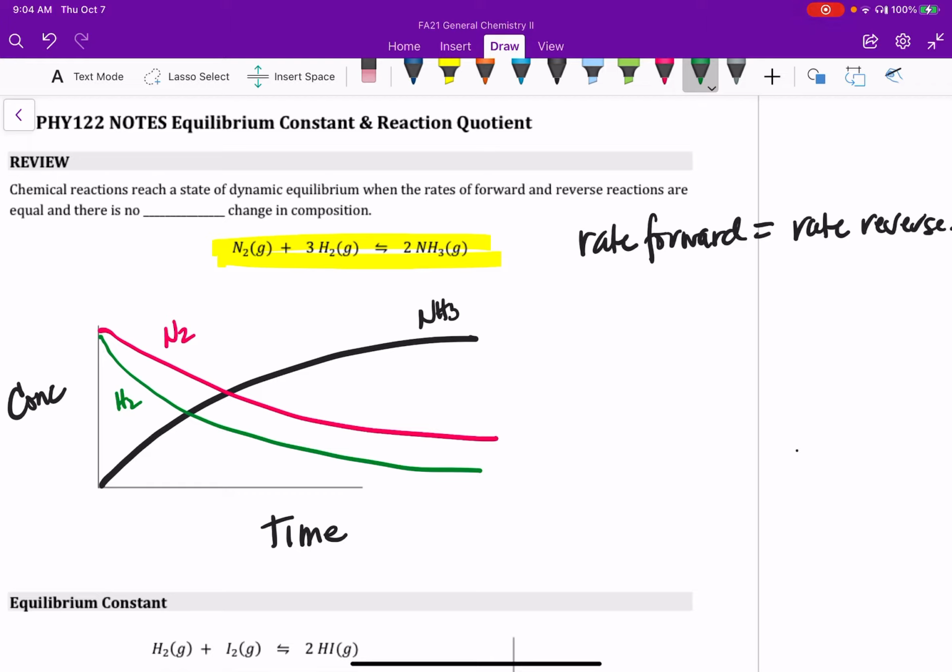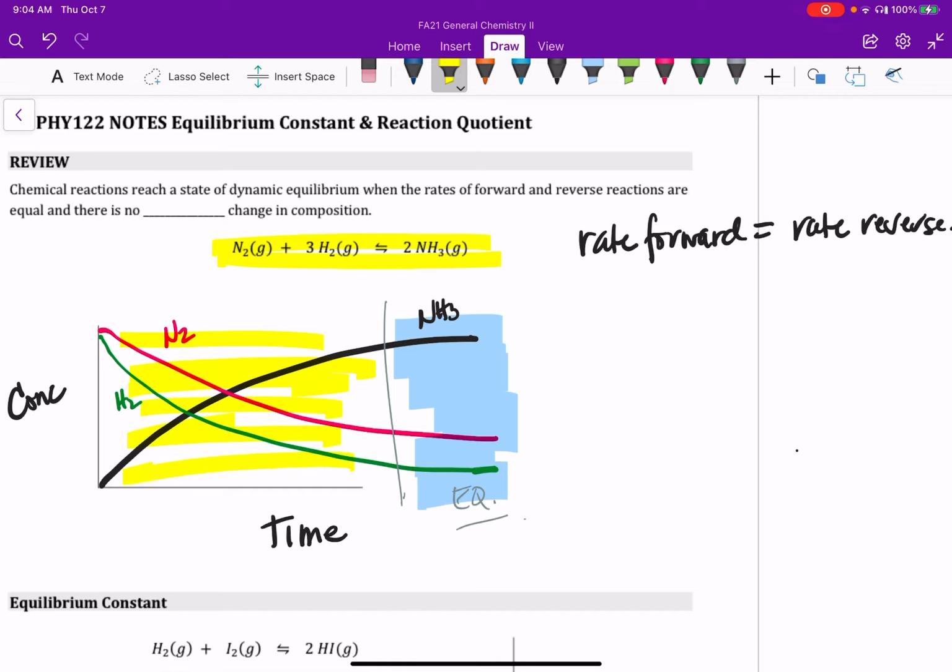Once we get to that point out here where these concentrations are essentially the same, and maybe I didn't make those quite flat enough, those concentrations quit changing. That's going to be our equilibrium, right? This is the point we're going to be talking about in chapter 15. All of this before that point is non-equilibrium conditions. You can see that those concentrations are still changing with respect to time.